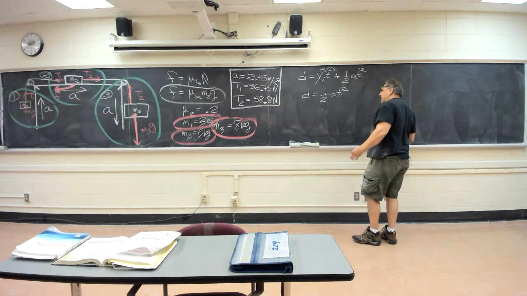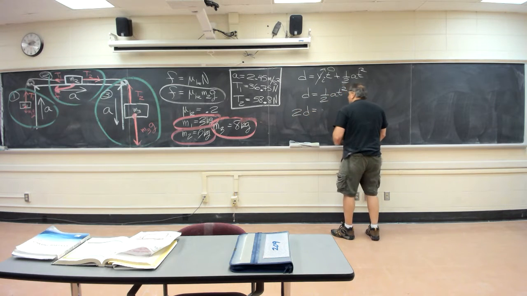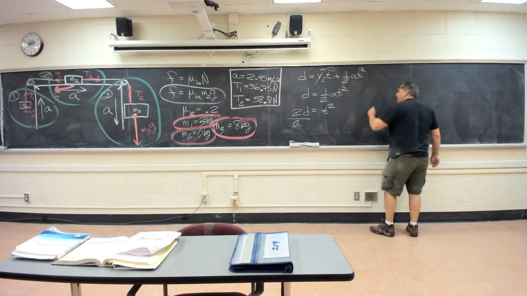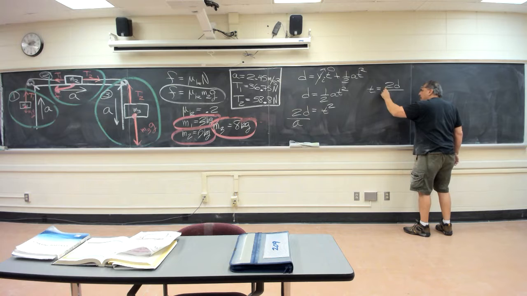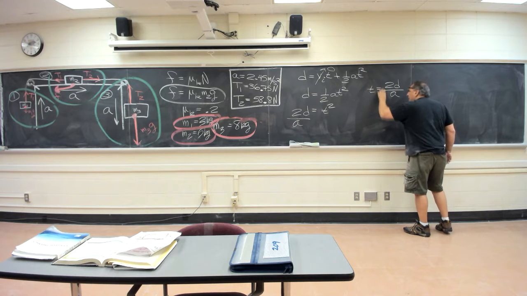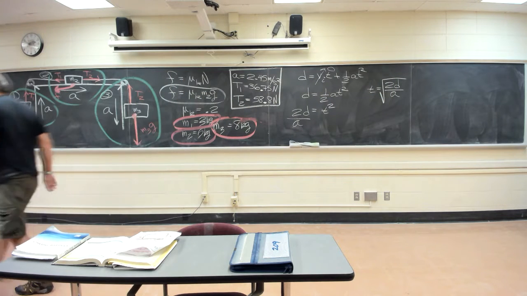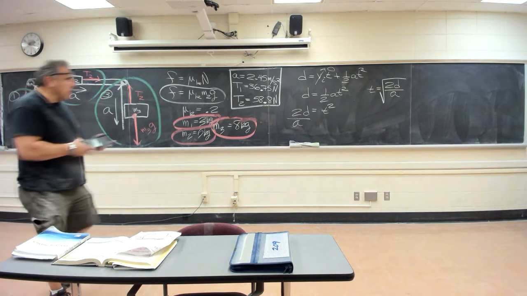Let's see how long it's going to take for it to fall that way. Let me multiply by 2 on each side and divide by a. Let's square root both sides. t equals the square root of 2d over a. Excuse me, guys, I've got to get my calculator here to see what we're going to say about it.